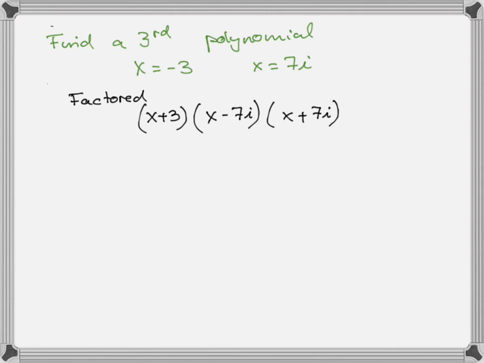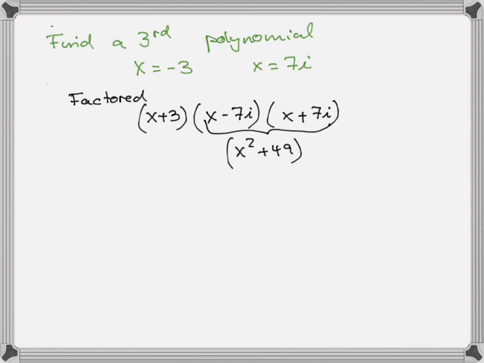You only have two given on the test. You need to remember that there's a third one. And if you were to multiply this out, do the conjugates first, because what happens is the i disappears, and you get x squared plus 49.